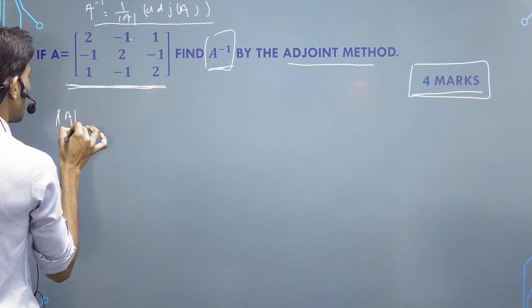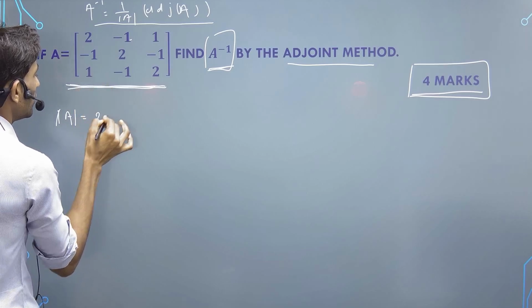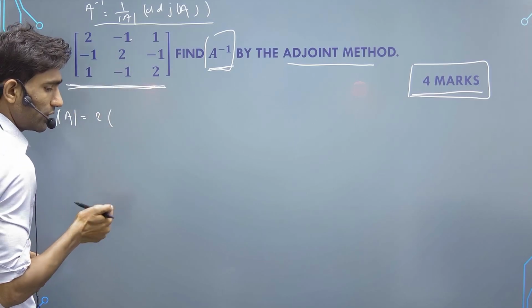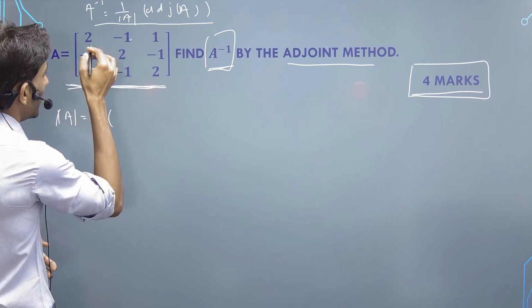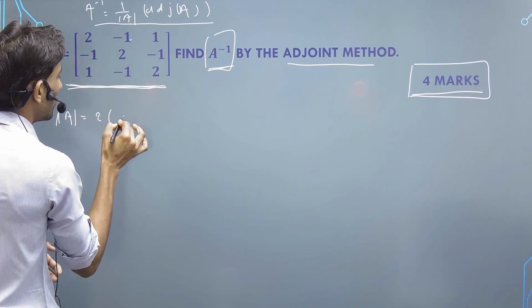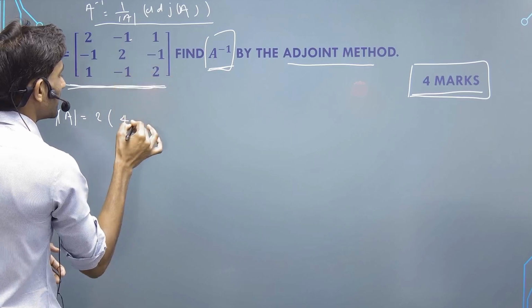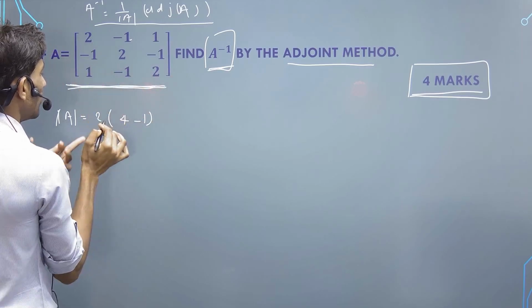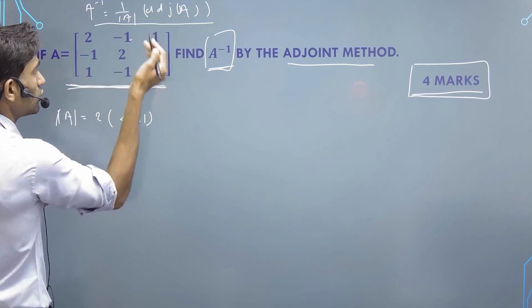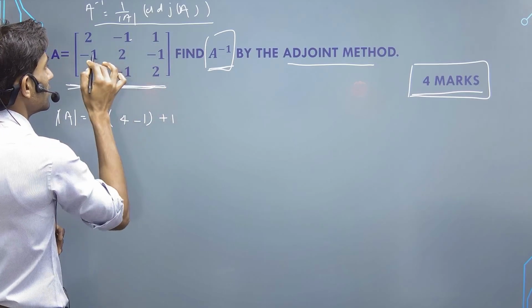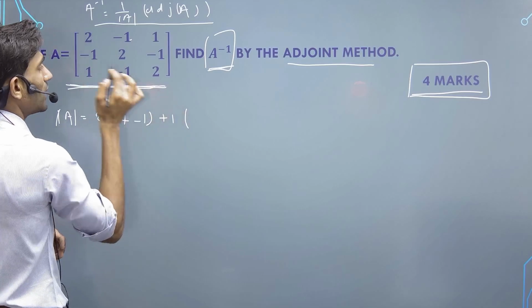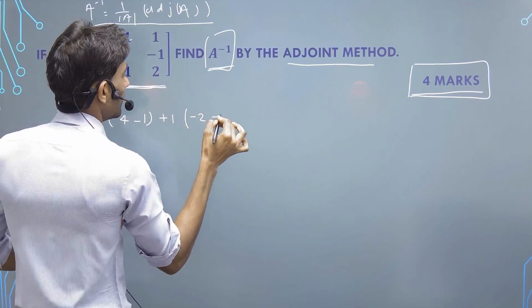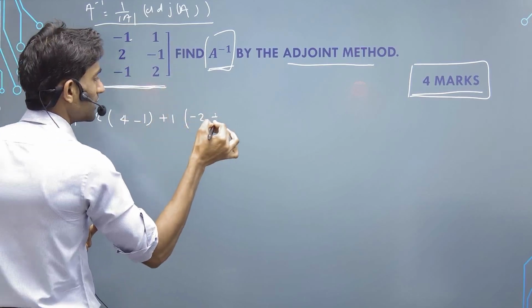Determinant of A can be written as 2 into the bracket. Now we have to solve the matrix to get the determinant. 2 common here, 2 twos are 4, minus of minus goes to plus, minus 1. So 2 into 4 minus 1, again minus of minus 1 goes to plus. Under the bracket will remain minus 1 into 2, which is minus 2, and minus 1 into 1, so minus of minus gives plus 1.